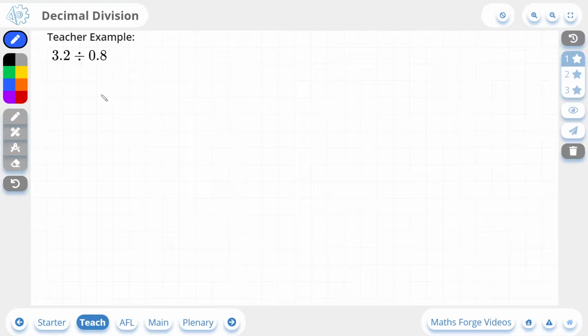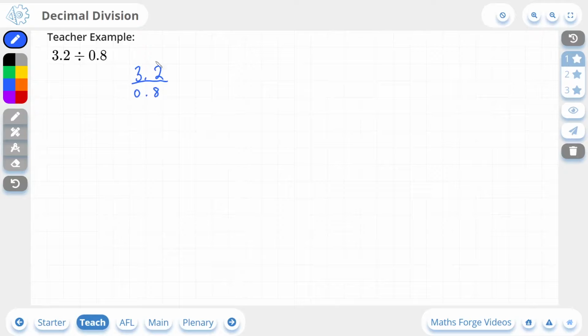In today's lesson, we're going to be doing decimal division. So let's take a look at our first example. We have 3.2 divided by 0.8. So I'm going to go ahead and write this down as a fraction: 3.2 over 0.8. And it's the number on the left that is the numerator, and the number on the right is the denominator.